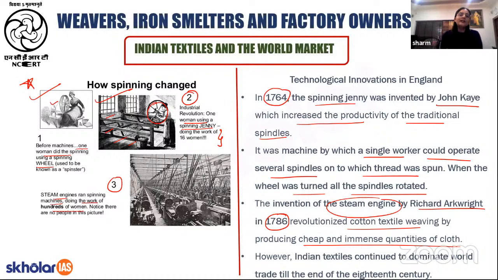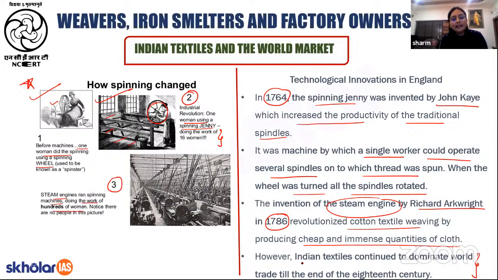So you can see how these technological innovations impacted the textile industry, particularly in England. You have to remember when these particular technological innovations were done, who invented them, and the years. Okay. Now, students, herein there is one more important point.